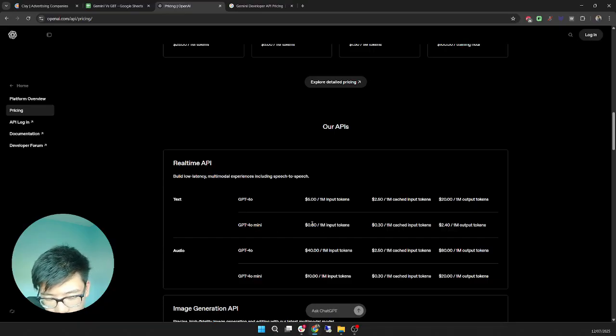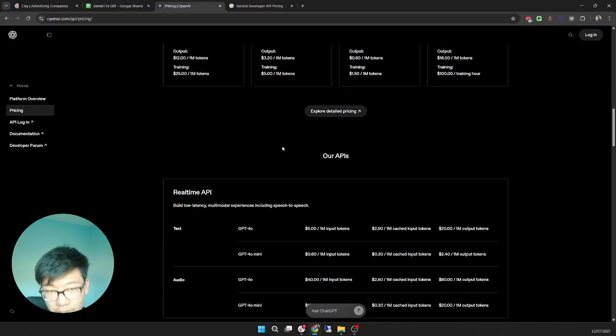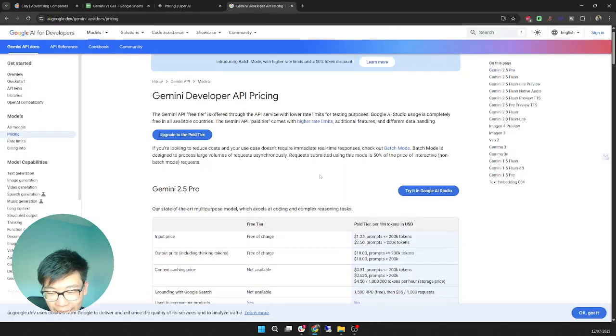Wait, oh, this is audio. I was like, bro, that does not sound right. So it's 240 for output for a million tokens. For mini, it's 320. So what is that? 160. It's about double. It's actually exactly double. I was doing maths in my head. That's correct.